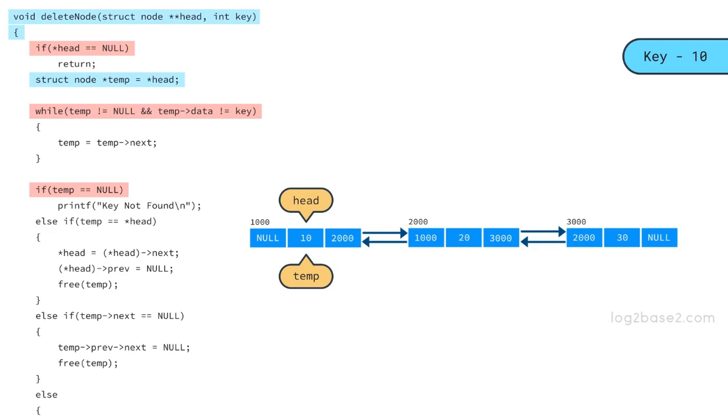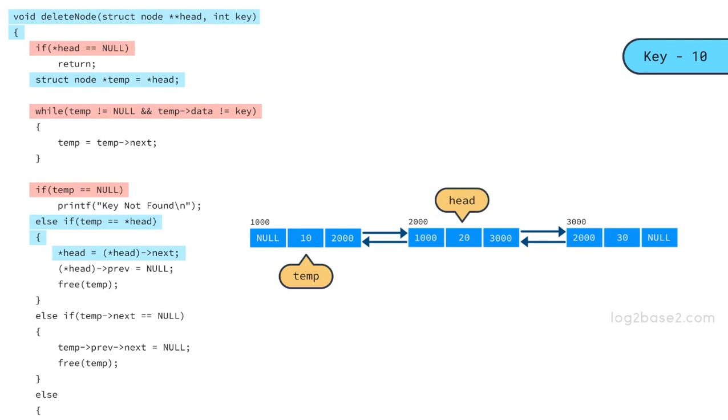So now the node to be deleted is found, and now is the time to check if it is head or last node or any intermediate node. So first check if temp equal to head, and it is. So it is the head node which is to be deleted. So first make the second node the head. So we have head equal to head next. Now head is the second node of the list.